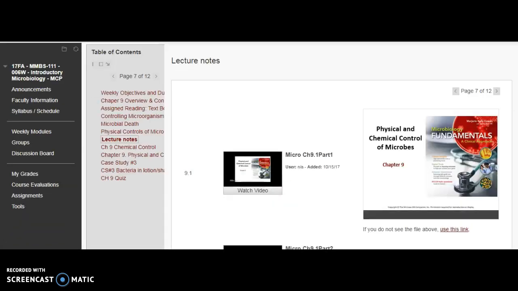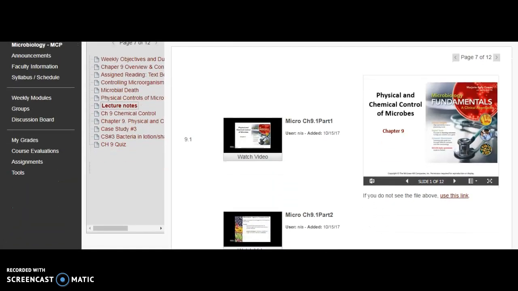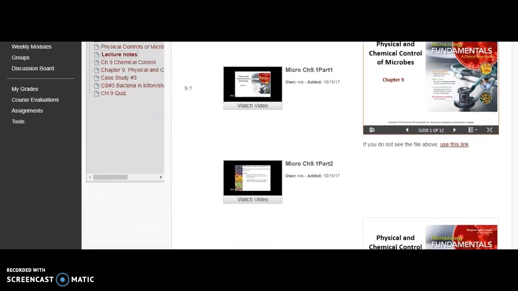Each one of these tabs takes you through the definition of each of those methods. All right, now you have your PowerPoint slides. Section 9.1 actually has 2 audio components, just because I couldn't get all 12 slides talked about in 15 minutes.